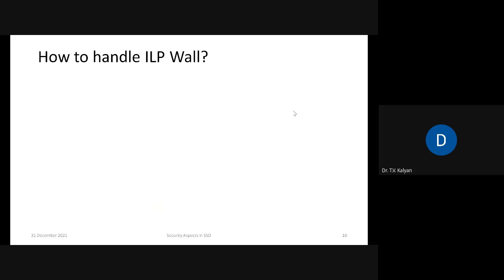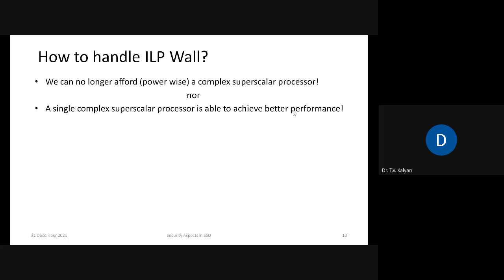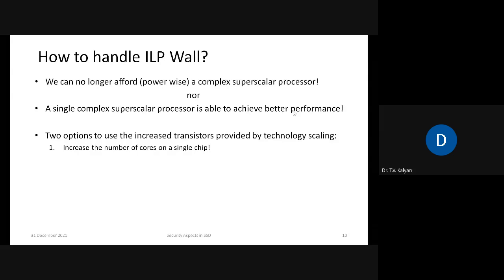So how did we handle this ILP wall? To understand it, we cannot switch on all the transistors because of the power, nor can we deploy a single superscalar because it was no longer giving good performance, either because of speculation or because of the diminishing returns. So this led to two major options on how to use the additional transistors provided with technology scaling. One is that we should increase the number of cores on a single chip.